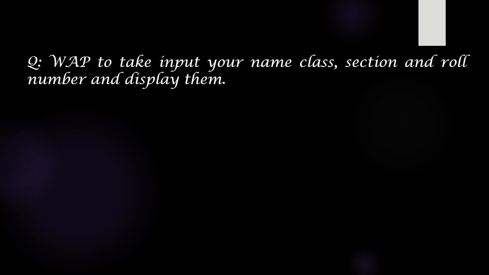Now, let us go through a sample program. It tells us that we have to take as input your name, class, section and roll number and we have to display them. So, let us begin. First, we have to give the keyword class. Then, we have to specify a name of the class. In this example, we have given the class name as example1. Then we have to give a curly bracket.